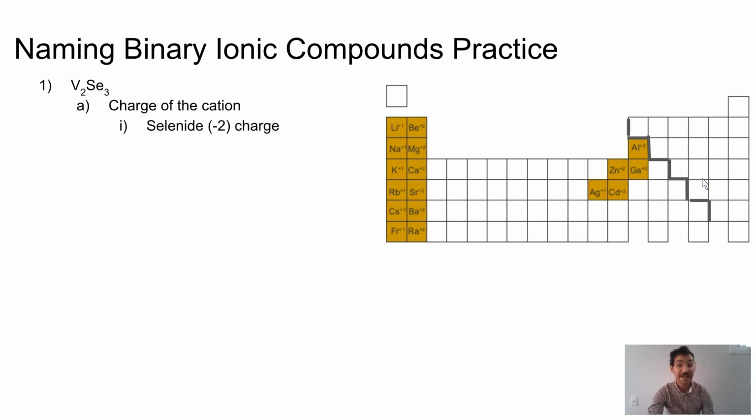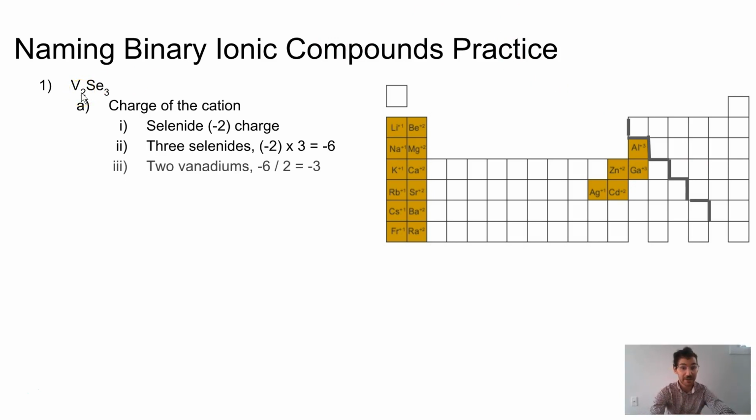I know that there's 3 selenide ions in here, so that's going to give me a total of -6 charge from all of them. Well, I'm going to divide that -6 by 2 because there are 2 vanadiums balancing out that -6. And that tells me that each vanadium must be bringing +3 charge to the party. So vanadiums bring a total of +6 charge. The seleniums bring a total of -6 charge. And I now know that this is vanadium(III) selenide. Neat. Let's do another example.